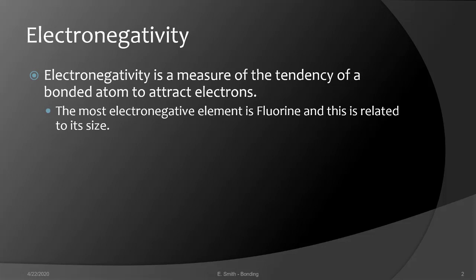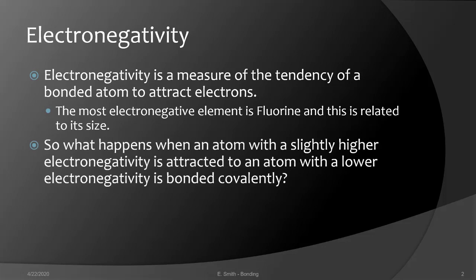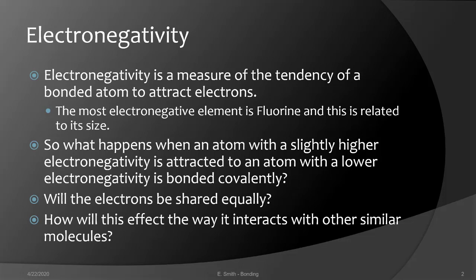Okay? So the questions today are, what would happen when an atom with a higher electronegativity is bonded covalently to an atom with a lower electronegativity? Will the electrons actually be shared equally? And how will this affect the way it interacts with other similar molecules? Because remember, molecules are not going to be found as a single entity. There's going to be hundreds upon billions upon trillions upon quadrillions of all of them.